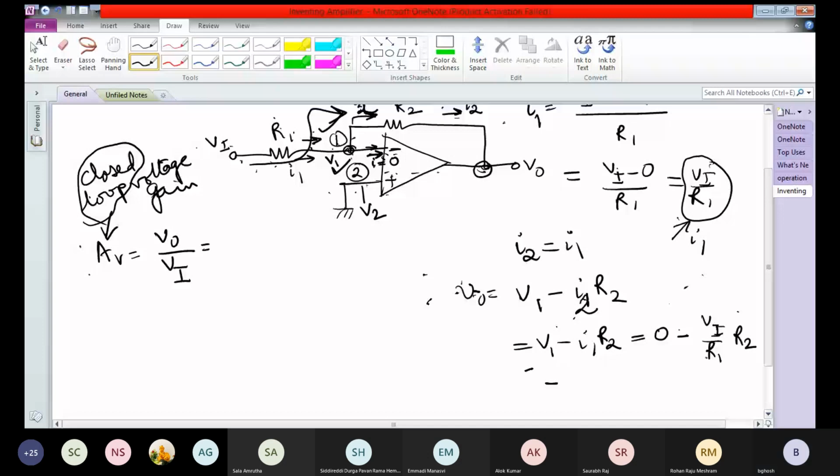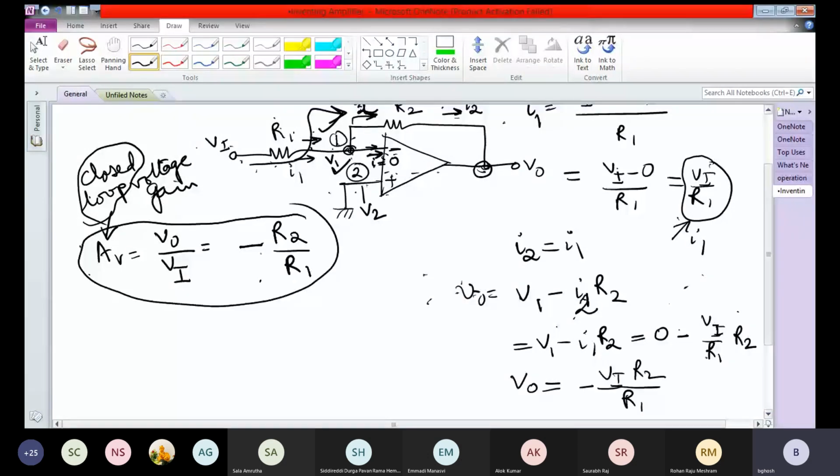So V0 is minus Vi R2 by R1. So AV equal to V0 by Vi equal to minus R2 by R1. As simple as that. So you see, it is called an inverting amplifier because the output is out of phase with the input. V0 is equal to minus Vi R2 by R1.